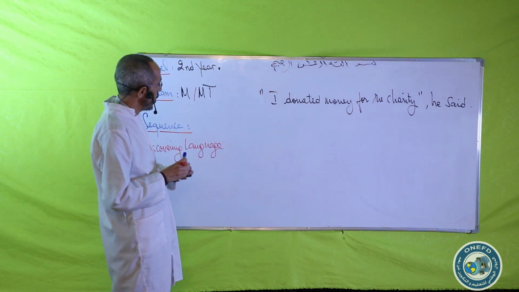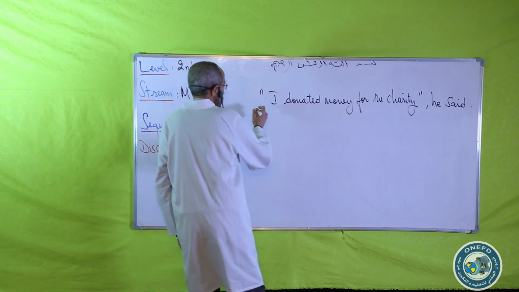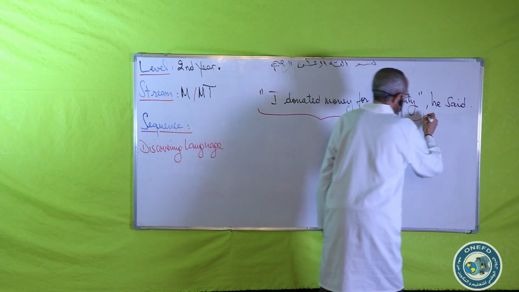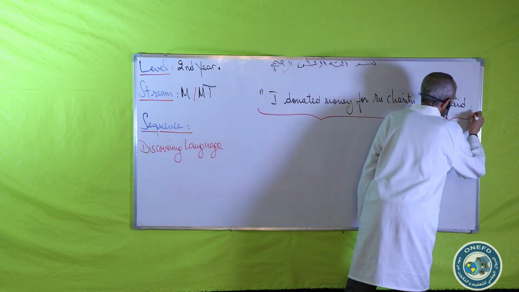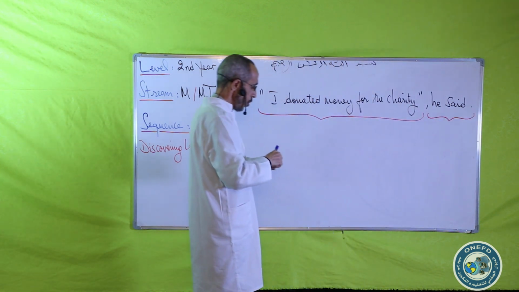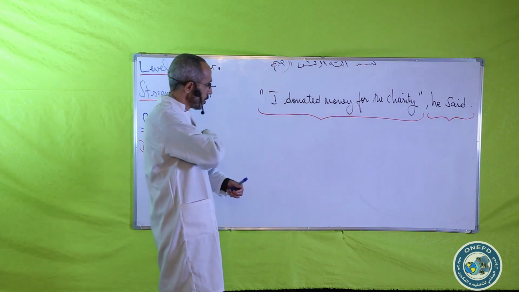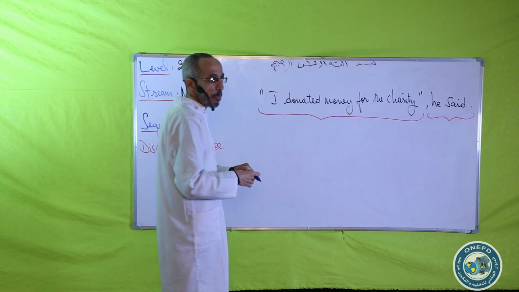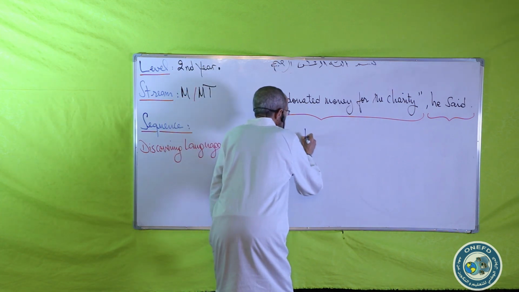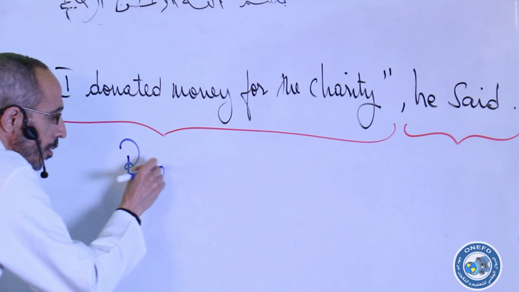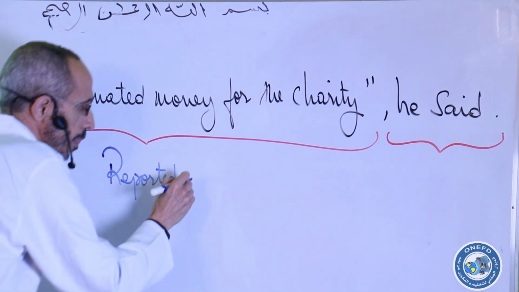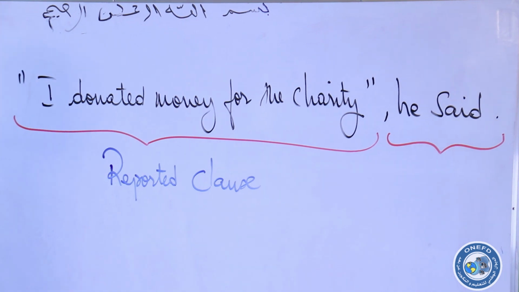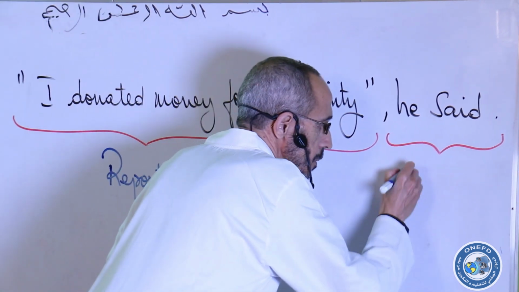Let's say this is part 1 and this is part 2. What is part 1 called? Part 1 is called reported clause. And part 2 is called main clause.